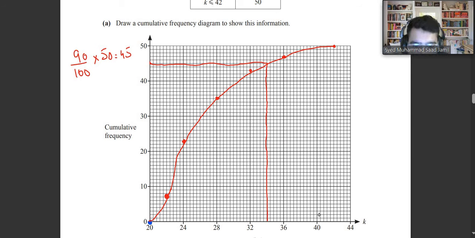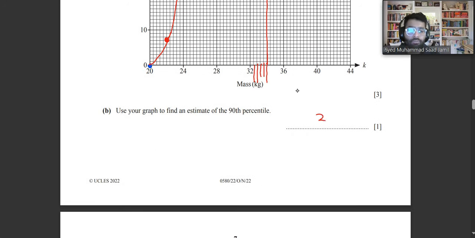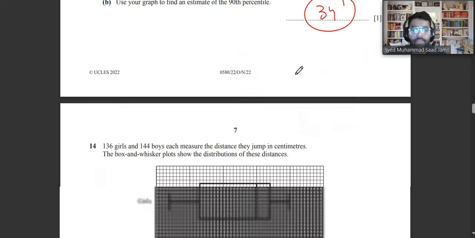32, 32.4, 32.8, 33.2, 33.4, wait a minute, let me count it again. So this is basically 32.4, 32.8, 33.2, 33.6 and 34. So it's roughly 34. So you guys can write 34. There is basically a range. So for example, even if it's like 33.5 or 34.5, they will accept it. Now next question.